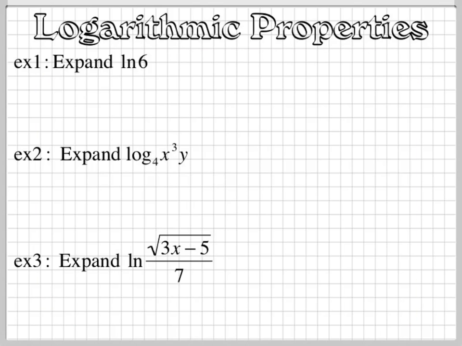For the first example, we're going to expand the natural log of 6. How do we expand that? Well, there's nothing multiplying to each other that we can see to get 6. So, can we split apart 6? Yes, you can. Natural log of 2 times 3. 2 times 3 would give me 6. So if it's multiplication, how would I write this in expanded form? It'd be natural log of 2 plus natural log of 3.